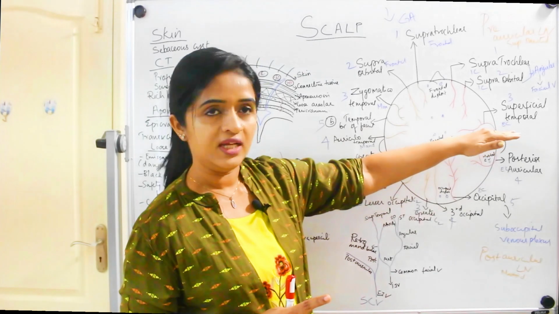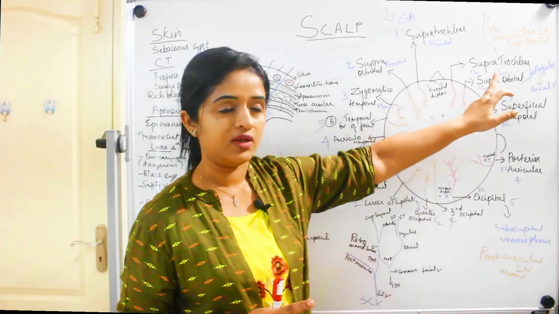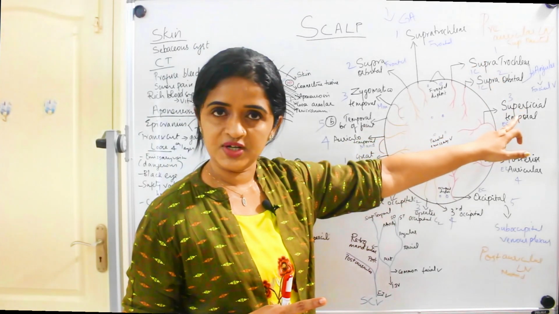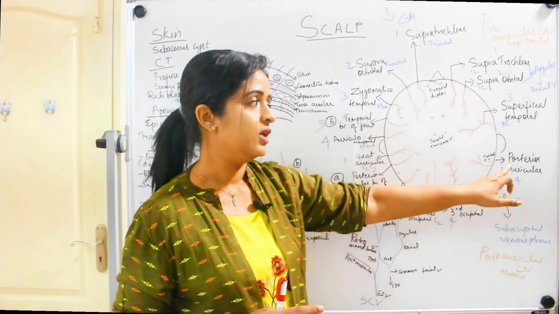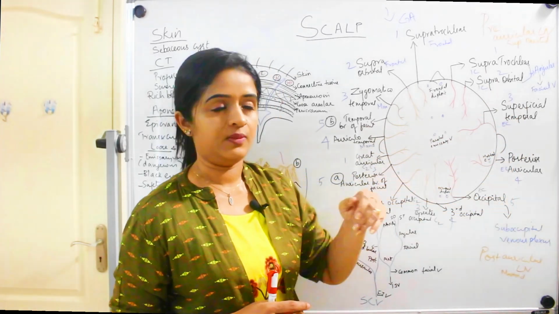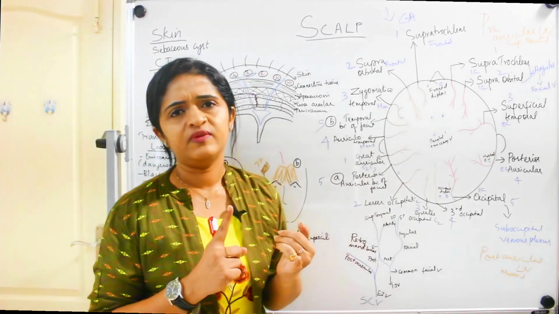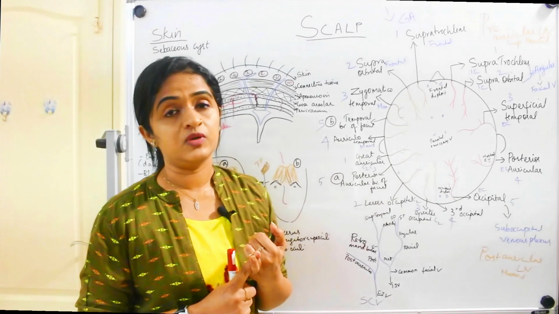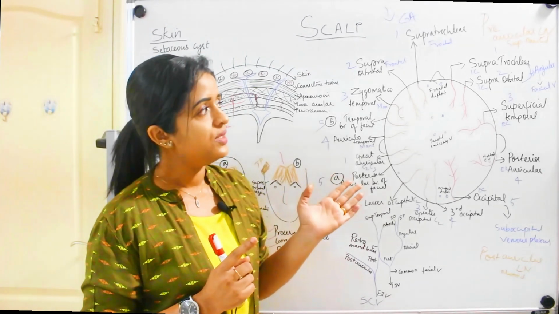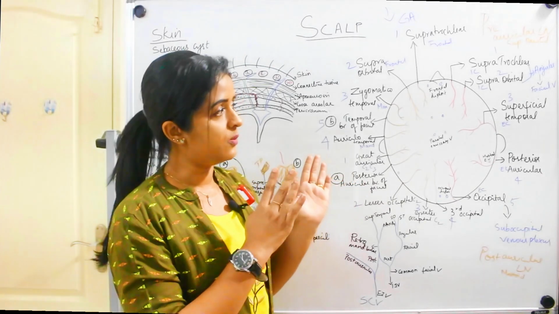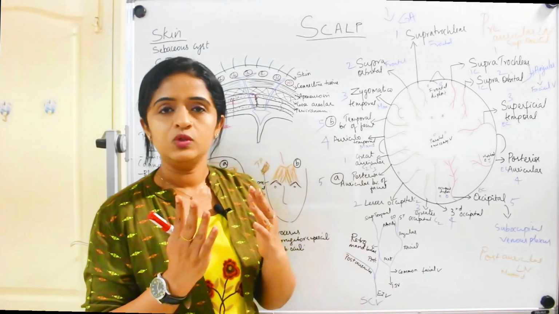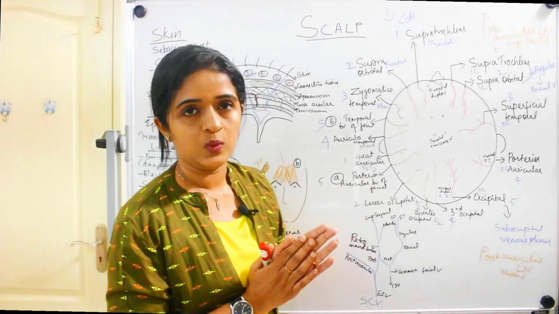We can see that in front of the auricle you have supratrochlear, supraorbital and superficial temporal, and behind the auricle you have posterior auricular and occipital. So that's about the arteries supplying the scalp. When we discuss the arteries, we have to discuss the veins as well. The veins are the corresponding veins, and you have 2 other sets of veins. Let's see one by one.